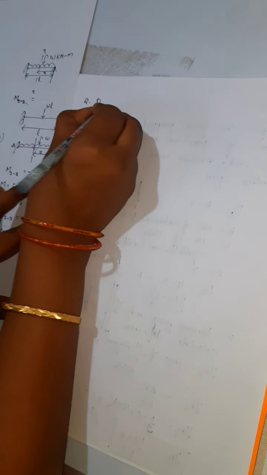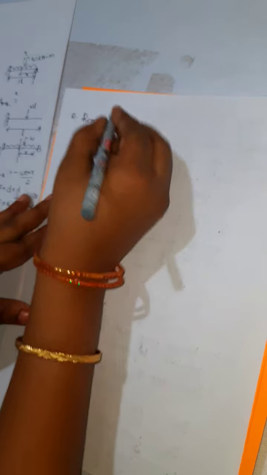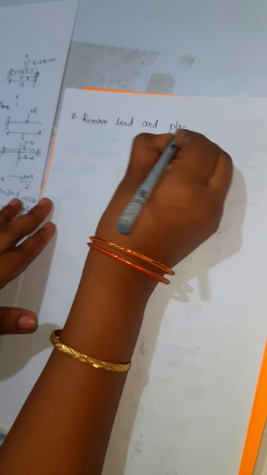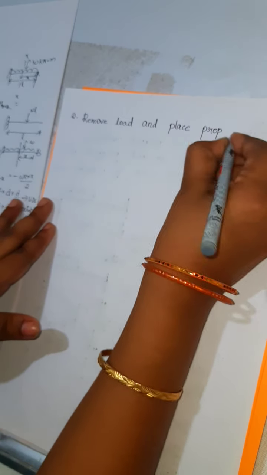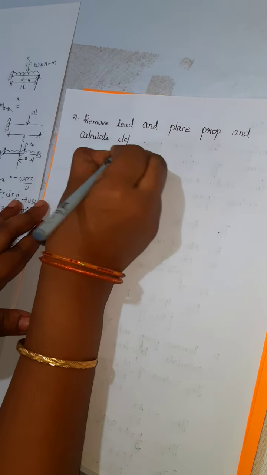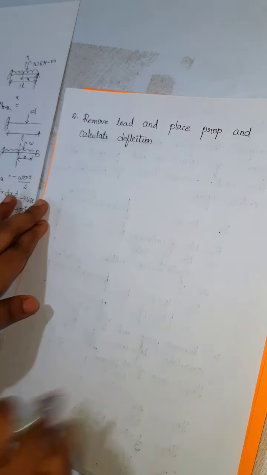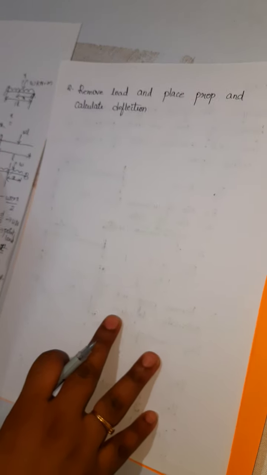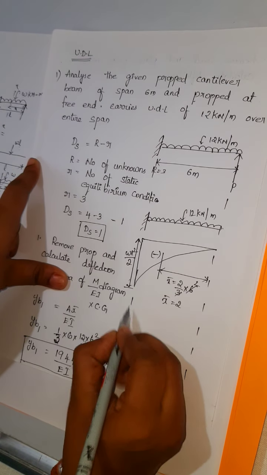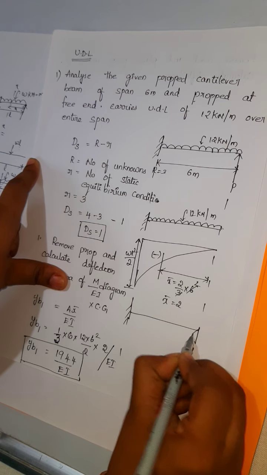What is my next step? Next step is remove load and place prop and calculate deflection. This is my second step. That means how should I draw? See here, remove load and I am placing a prop only.